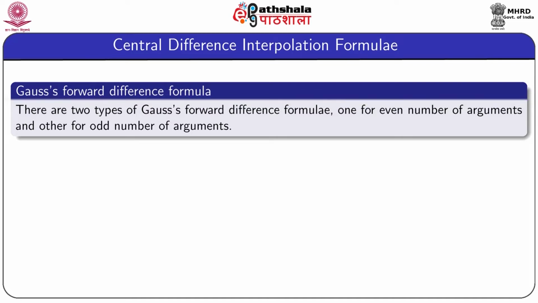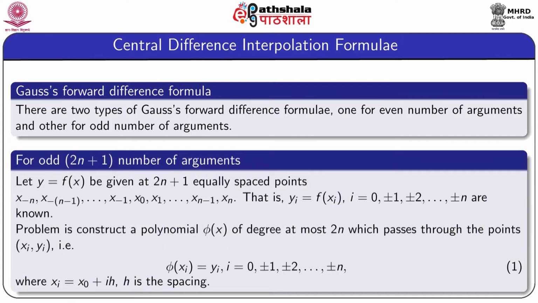Again, the Gauss forward central difference formula is considered for two cases, one for an even number of arguments and the other for an odd number of arguments. Now, let us consider an odd number of arguments. So, we have considered 2n plus 1 arguments which are equally spaced, that is, the arguments are numbered as x minus n, x minus n minus 1, up to x minus 1, x 0, x 1, up to x n, that is, yi equal to f of xi, where i equal to 0, plus minus 1, up to plus minus n, and these values are available in the table.